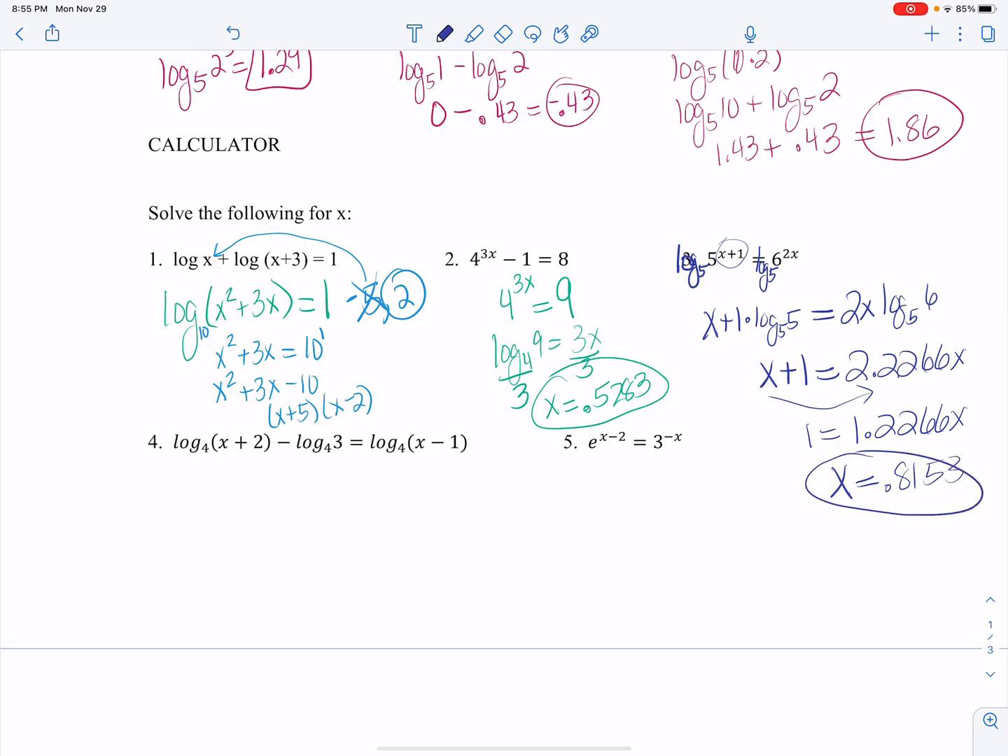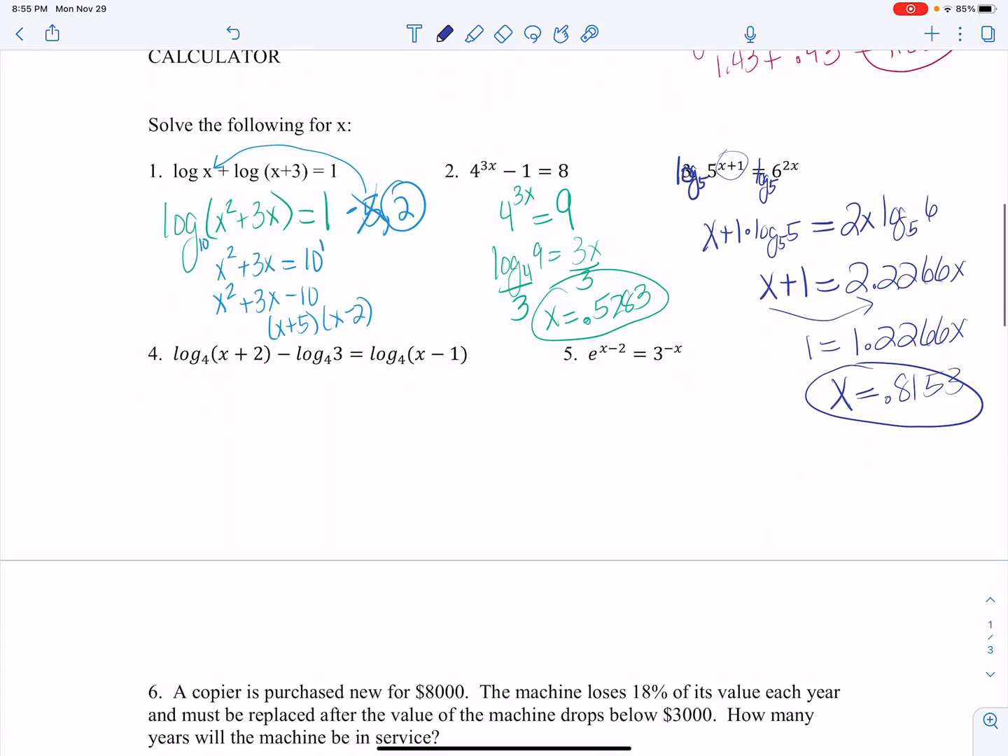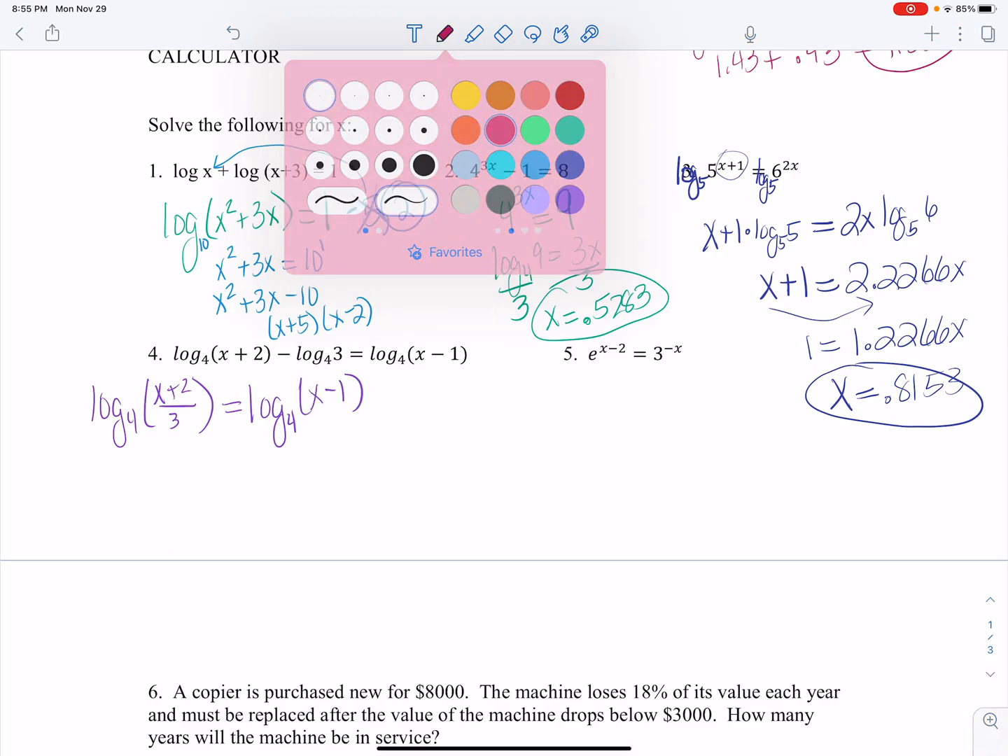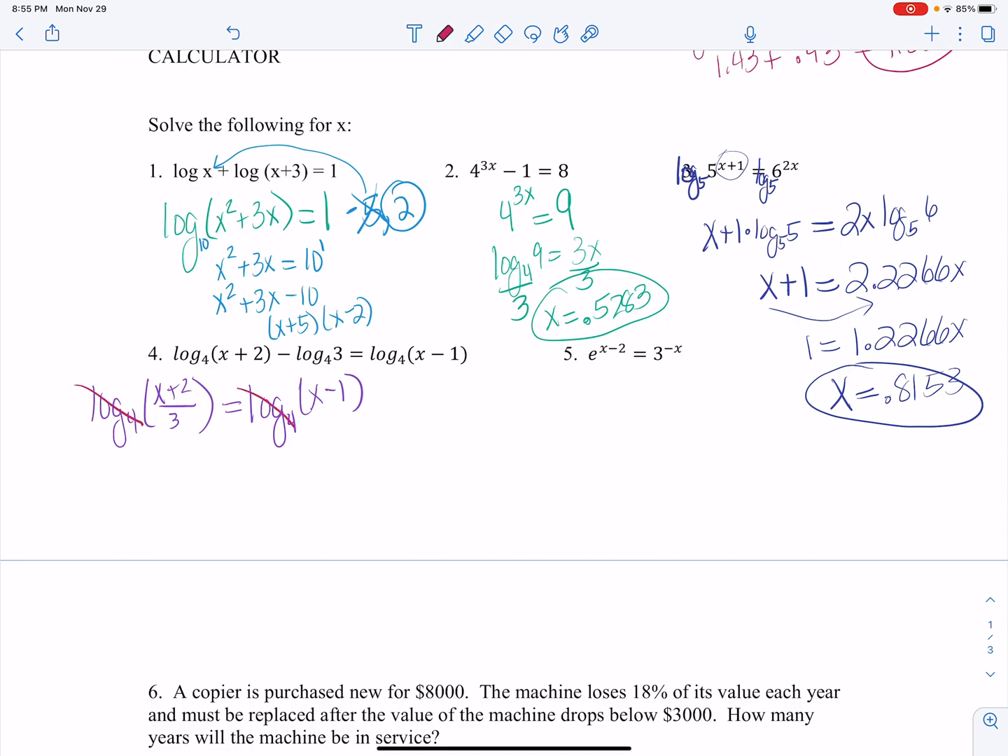Okay. All right, on the next one, you cannot do anything with this until you get the logs together. So this is going to be the log base 4 of x plus 2 over 3. And yeah, you can add that. I don't really care. It's going to be the same thing in the end. Log base 4 of x minus 1. So now that I just have logs, those would cancel. And I get x plus 2 over 3 equals x minus 1.